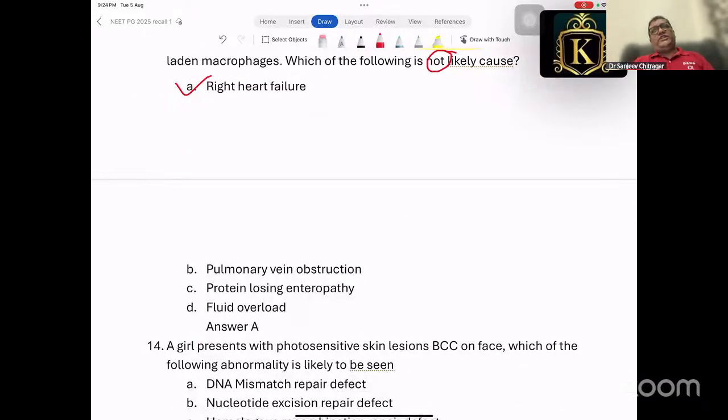Protein losing enteropathy will lead to edema anywhere, generalized edema. Hypoalbuminemia and fluid overload can also lead to pulmonary congestion. So in this, the best answer is right heart failure. If the option was left heart failure, then I'd write protein losing enteropathy, because left heart failure will show this, not right heart failure.